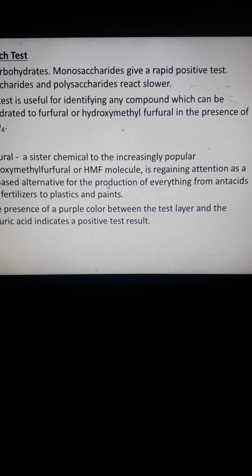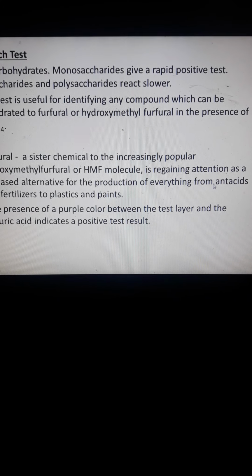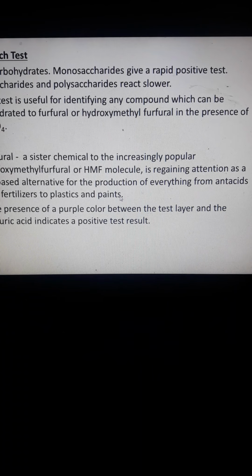Usually ito yung ginagamit sa production of bio-based alternatives for the production of everything, usually from antacids and fertilizers to plastics and paints. Okay? The presence of a purple color between the test layer and sulfuric acid indicates the positiveness of carbohydrates in the Molisch test.